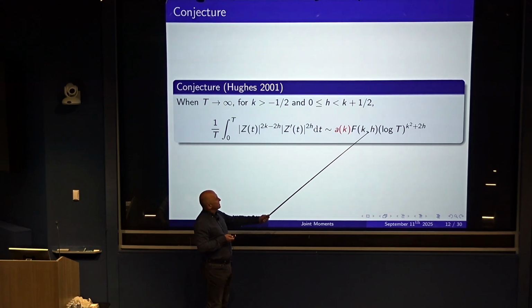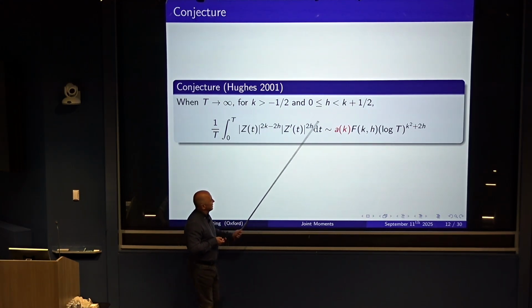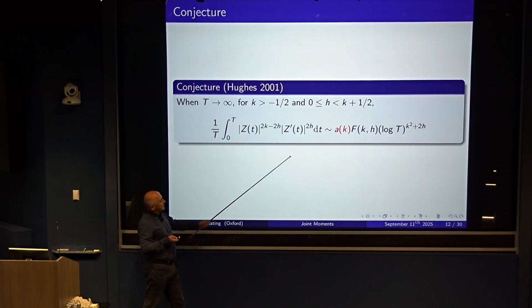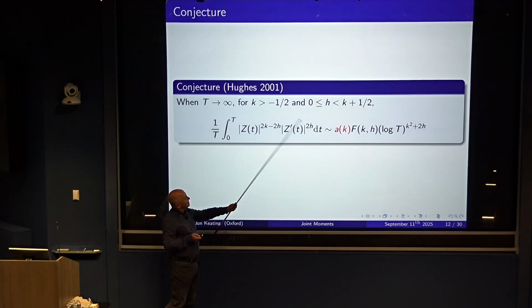The question is, what is this function f that appears coming from random matrix theory that would be the right thing to put in for this asymptotic formula for the joint moments of the Hardy Z function? So if we can do the random matrix calculation, we can immediately write down a conjecture. Hughes did this for the joint moments of Hardy Z.